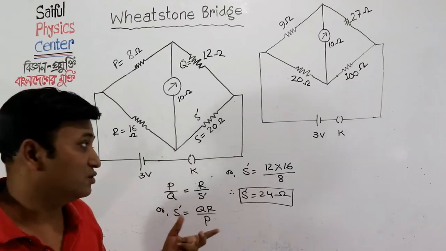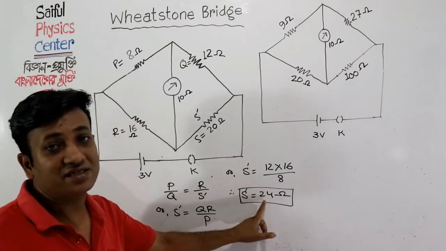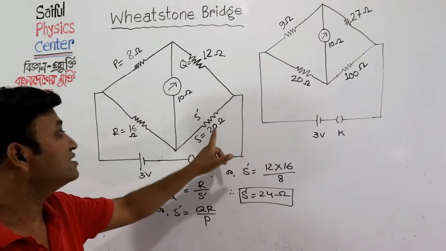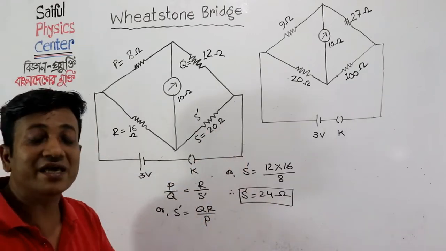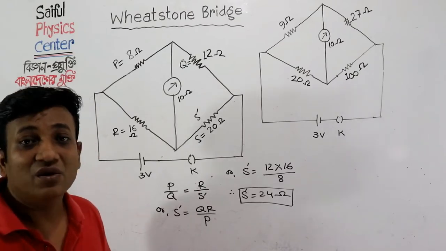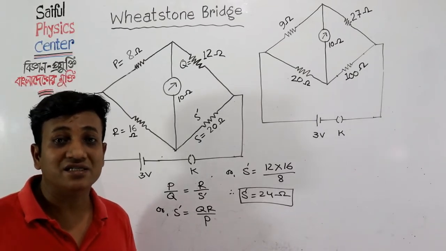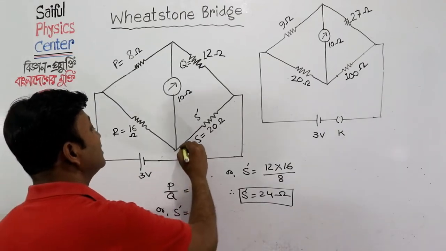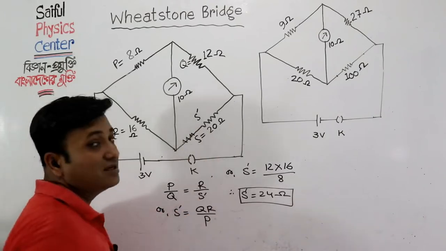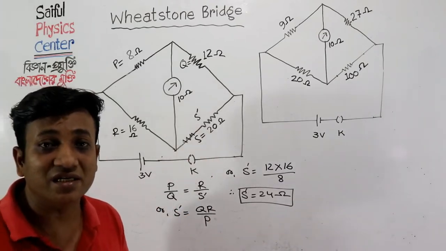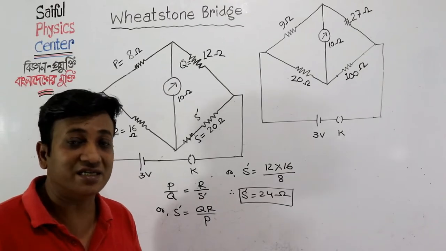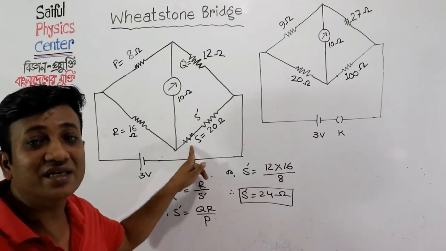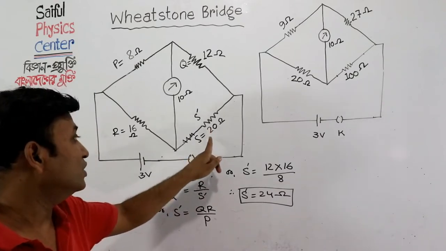So what do we have to do? We have to increase the resistance, because the required resistance is 24 ohms but the given resistance is 20 ohms. To increase the resistance we can connect an external resistance here in series. Why? Because we know in a series combination the equivalent resistance increases. As we need to increase the resistance, that's why we connect this resistance in series with S.